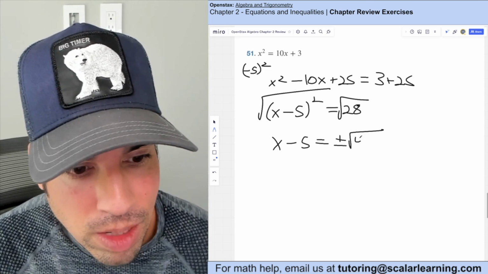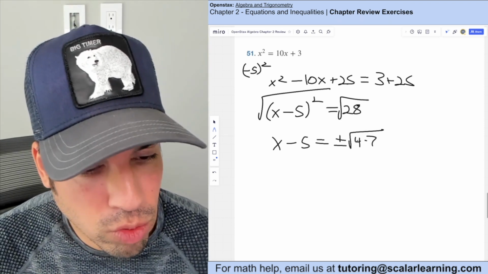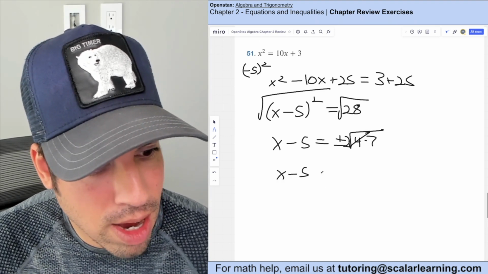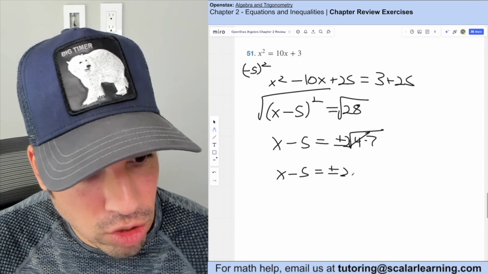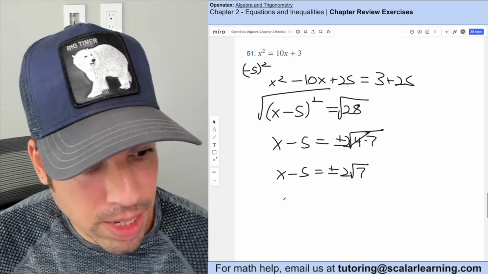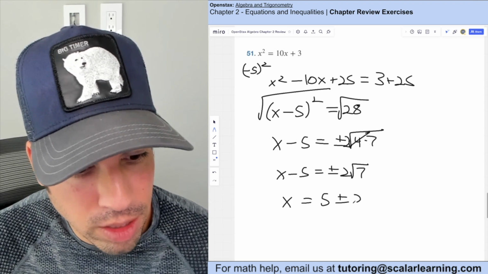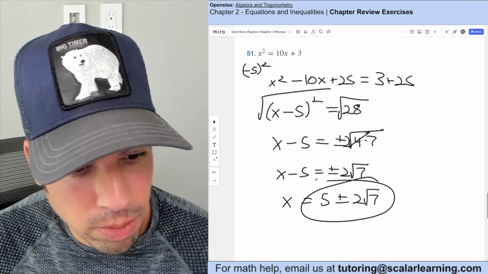28, by the way, is 4 times 7. So I can take the square root of 4, which is 2. So now I've got x minus 5 equals plus or minus 2 rad 7. Last but not least, I'm going to add 5 to both sides, and my solution is 5 plus or minus 2 rad 7. Boom, done.